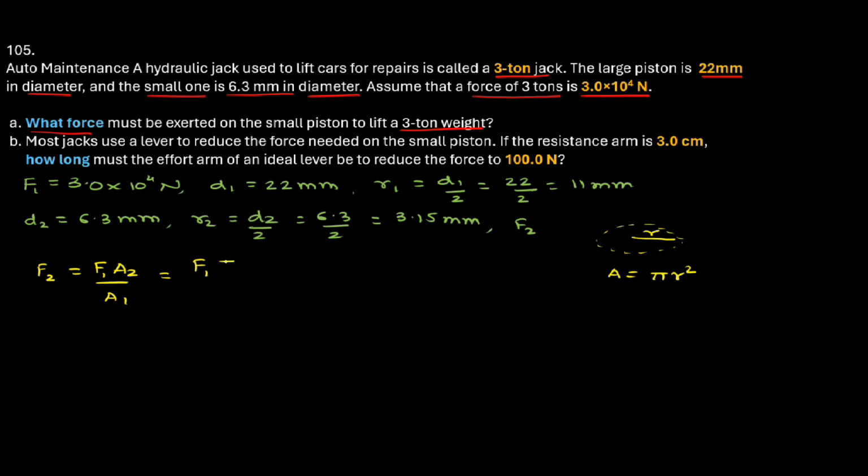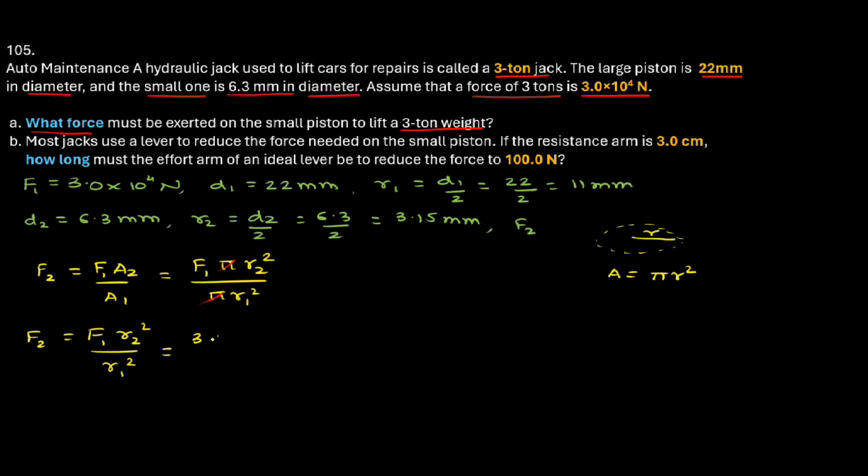Area 2 I will write as pi r2 squared over area 1 will be pi r1 squared. Then you can cancel off the pi from the numerator and denominator, and I'm left with F2 equals F1 R2 squared over R1 squared.